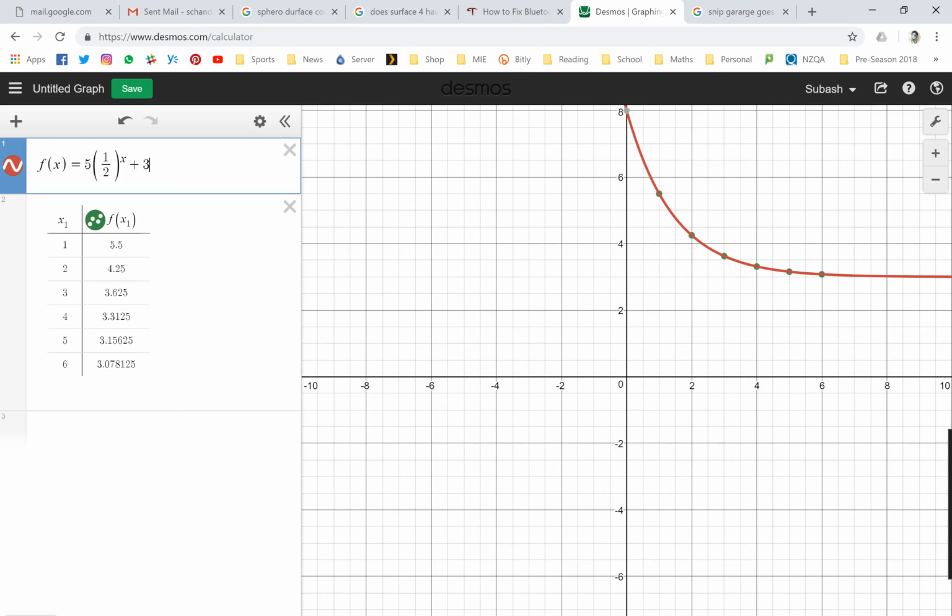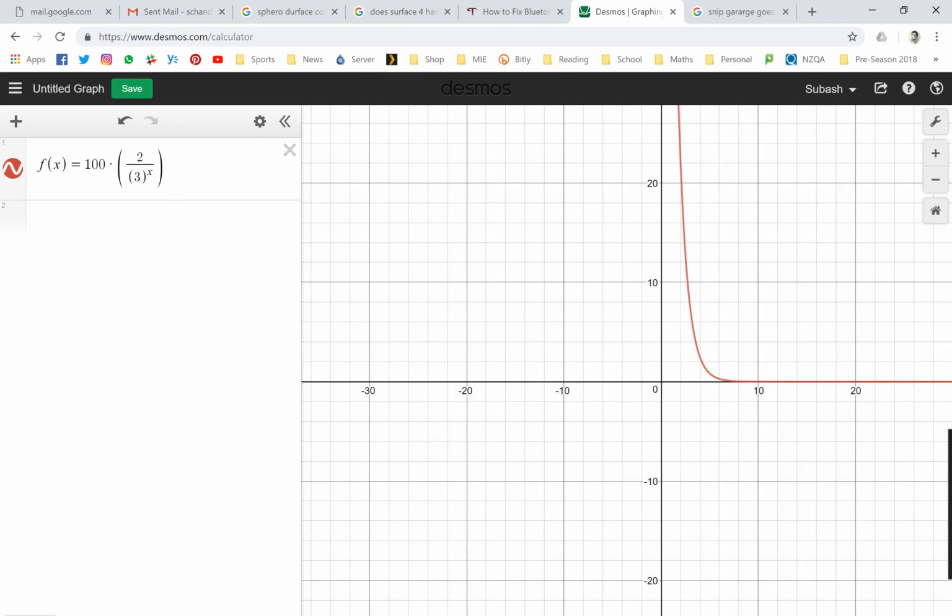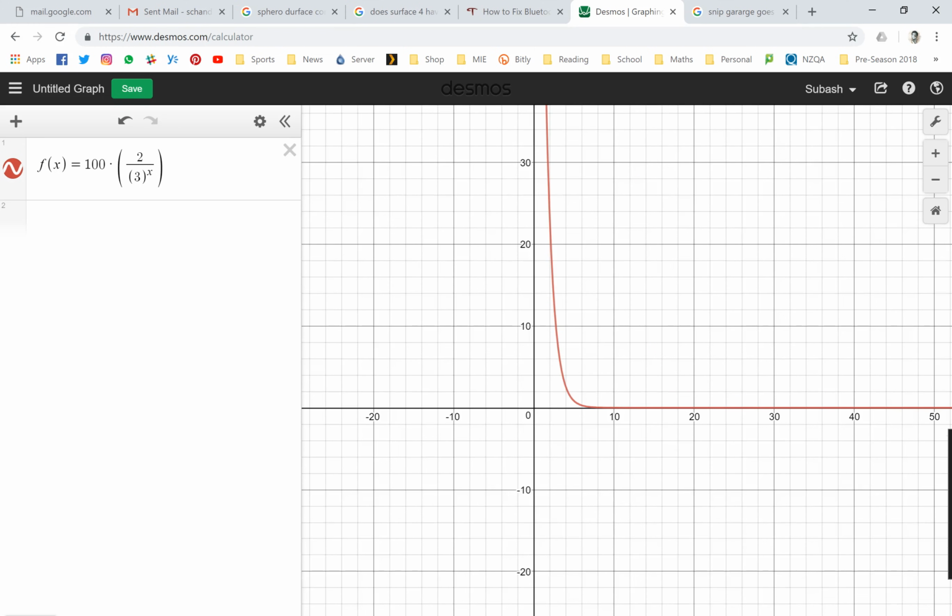So the reason why we can't just do that is because if I go 100 times 2 over 3 to the power of x, see, this is what the graph actually looks like. There is an asymptote right here where the x-axis is. So this red line is never actually going to touch the x-axis. And if you look at your table, at 12 it's at 0.77 and so on.